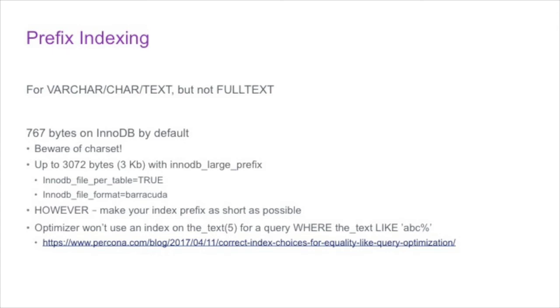The optimizer won't use an index on, like if you have an index on the first 5 characters of your text field, if you have a query that looks for the first 3 characters, the first 4 characters. There's an article on this if you really want to look at it. It's something I just learned apparently back in April, because that's the date of the blog post. So it benefits you not just because the index is smaller, right, but because it doesn't use the larger index.